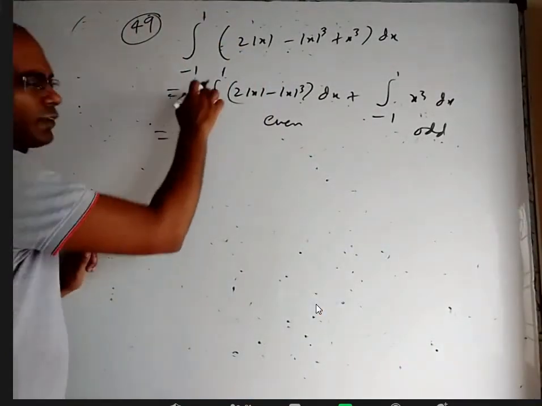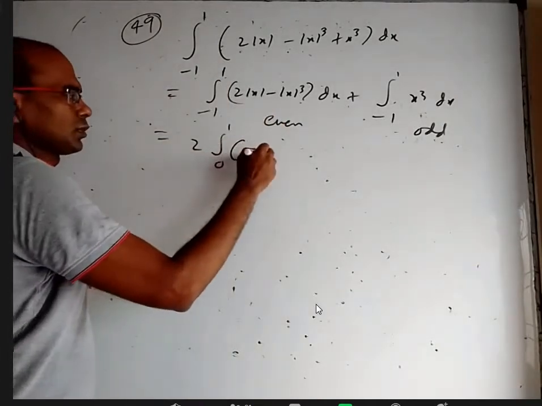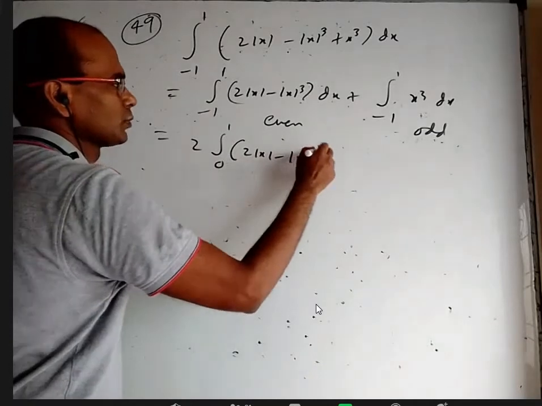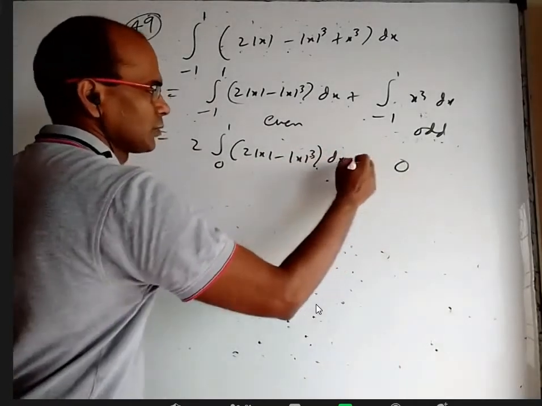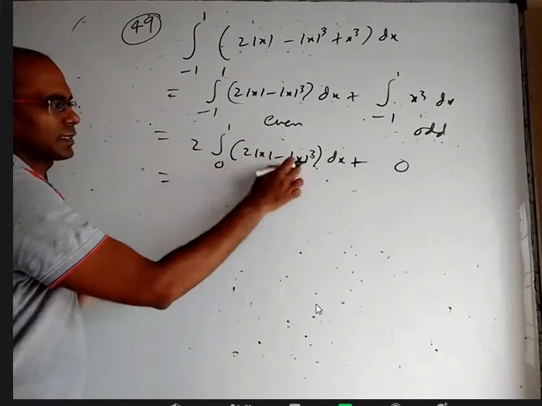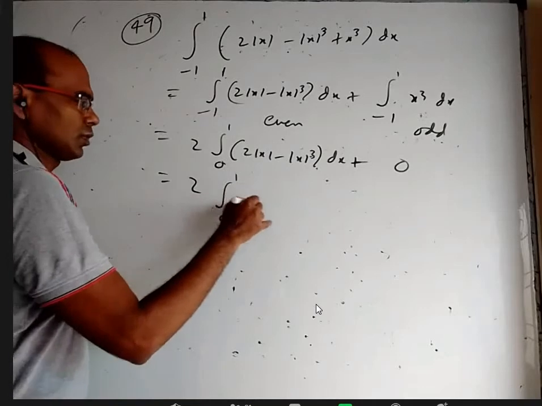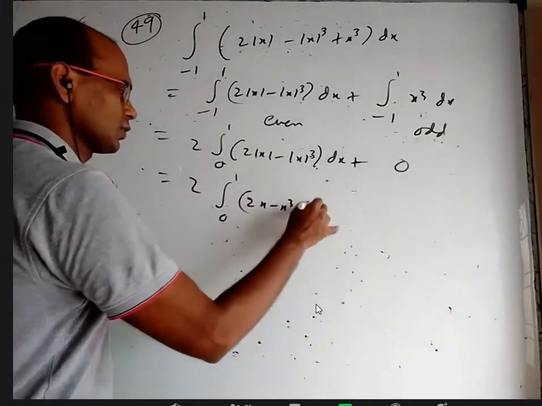Okay. Even function, minus a to a, even function will write 2 times 0 to a. So 2 times 0 to 1, 2 mod x minus mod x cube dx. This is an odd function, minus a to a, so 0. Between 0 to 1, x is positive, so I can write mod x as x. Otherwise, I have to write minus x from minus 1 to 0. So 2 times 0 to 1, 2x minus x cube dx.